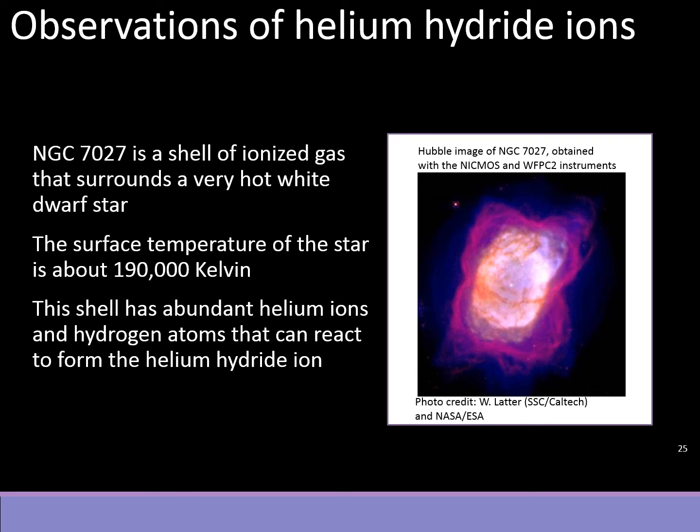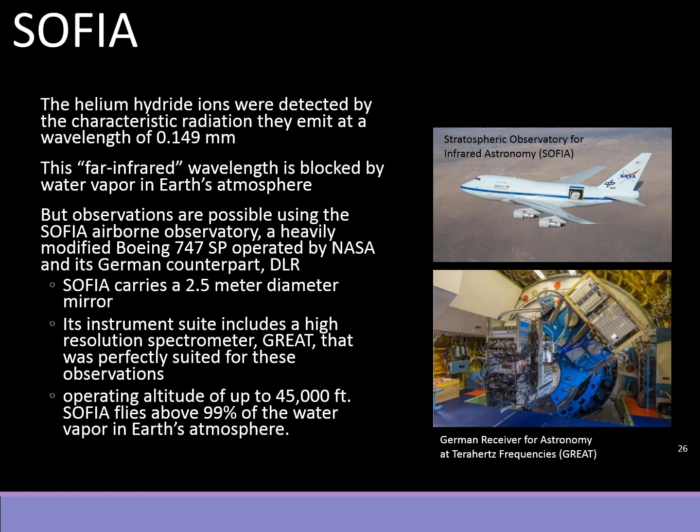We are talking about 190,000 Kelvin. This shell has abundant helium ions and hydrogen ions that can react to form a helium hydride ion, so we are monitoring the helium hydride ion. This is the technology we use to monitor. Hubble is very good for visual elements and capturing photographs and so on. But when you hit helium hydride, it emits everything in the far infrared region. So we don't have any telescope that is readily available to capture that from the Earth's surface.